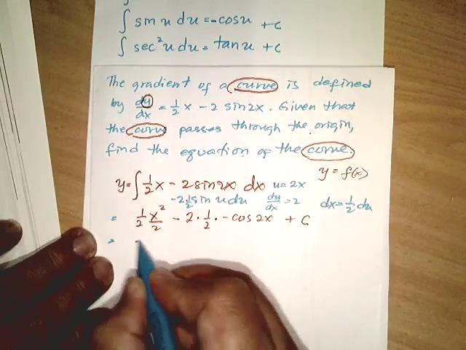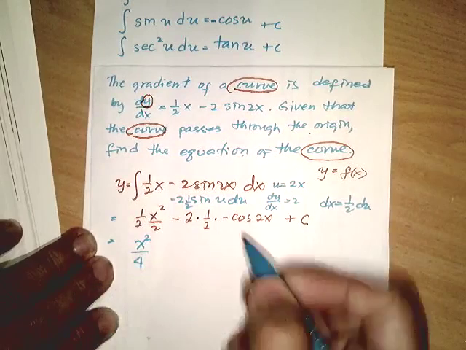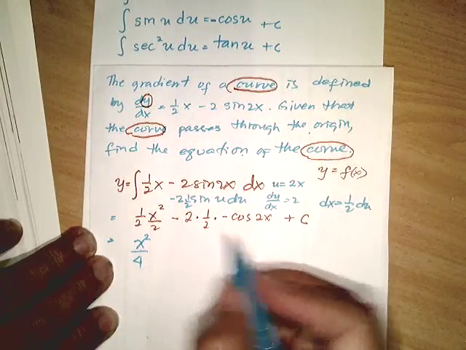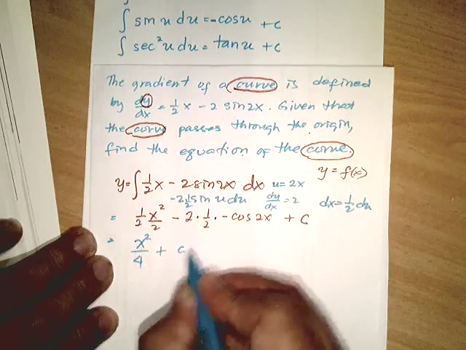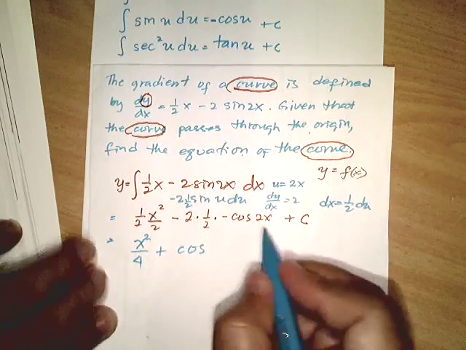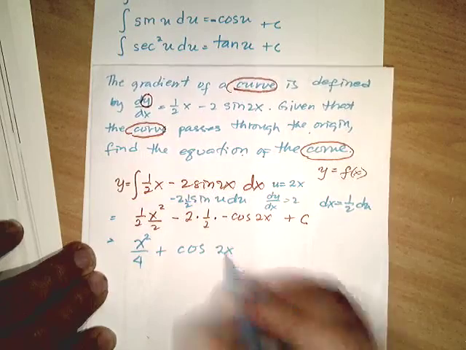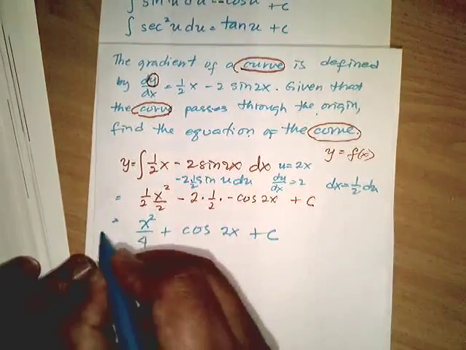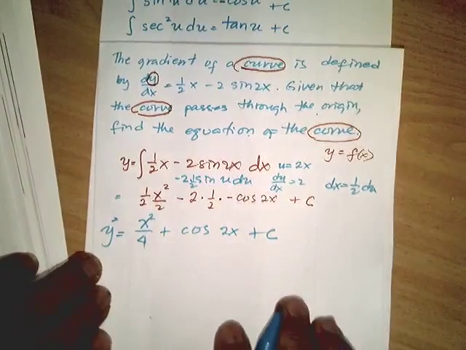So this one now is x squared over 4. This 2 times 1 over 2 is 1. Negative times negative is positive. So that is plus cosine of 2x, plus your c. So this is your y.